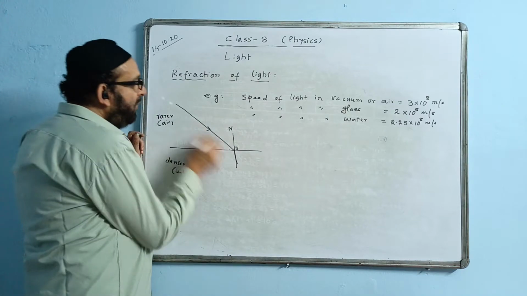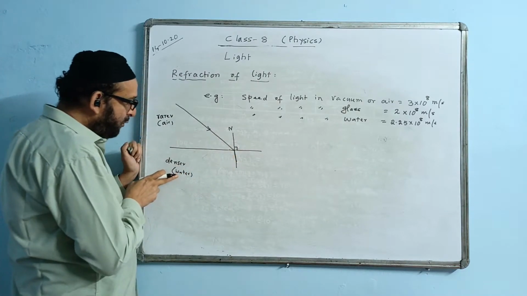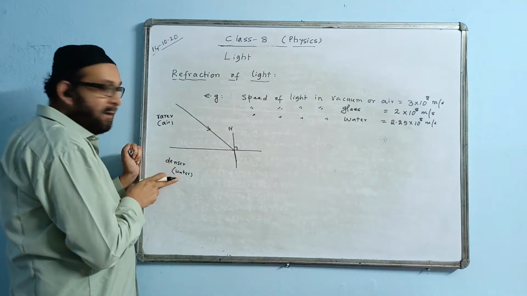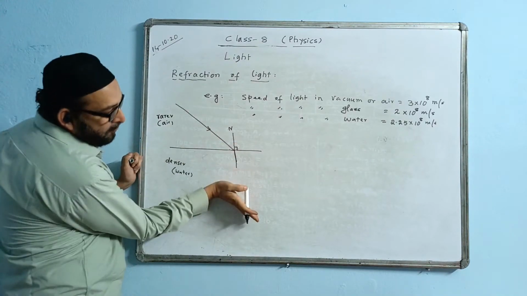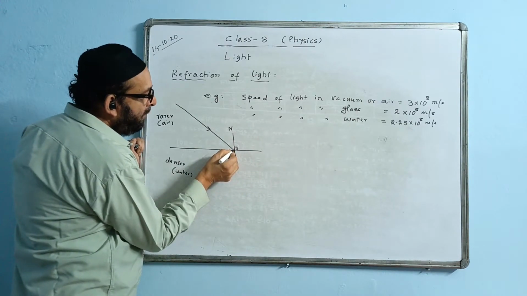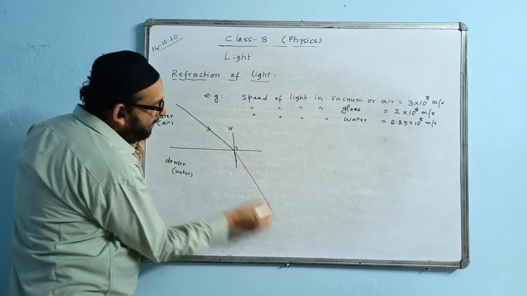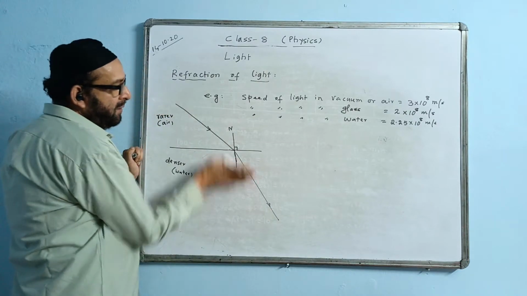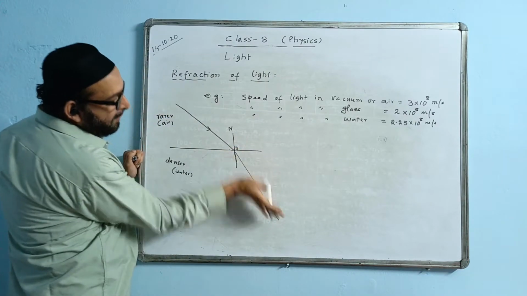So the ray of light, because here the speed has to slow down because this is a denser medium. The speed is slowing down, so it will be bending somewhat like this. If the speed is increasing, it will go like this. So just now the speed is slowing down, so this ray of light will be bending in this direction, somewhere like this.